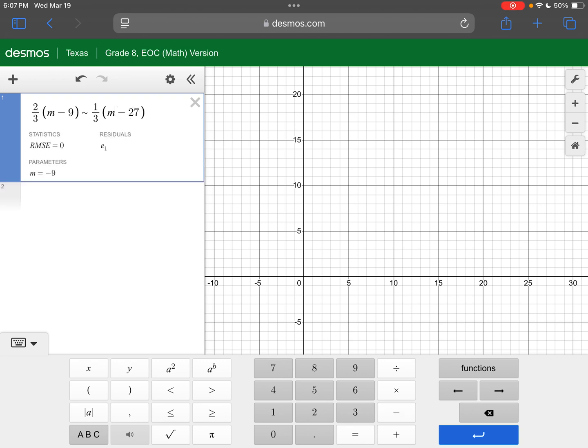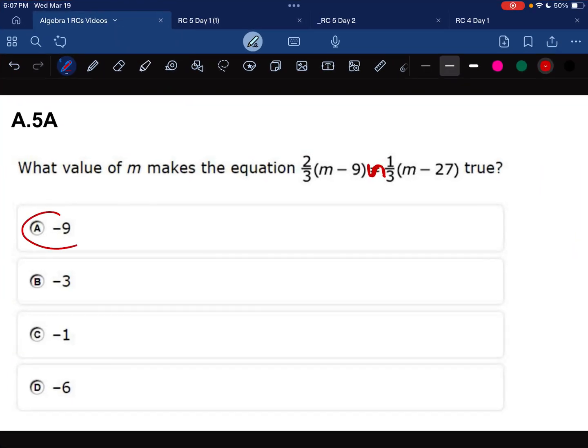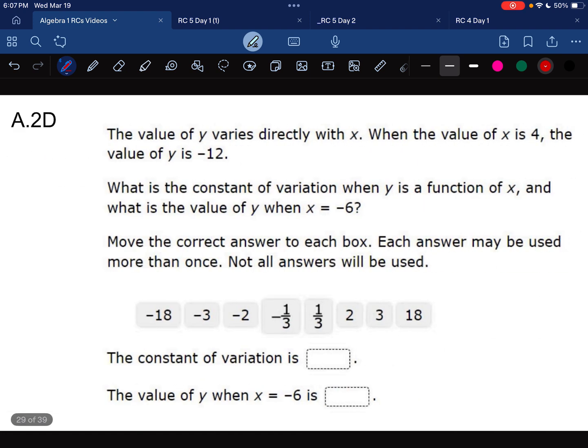If you got A, the answer is A. If you didn't, make note of these. These are easy questions in the readiness, so you're going to see these questions twice on your STAAR. These are questions that we saw last year and even this year. All right, this is another question that we saw last year and even this year.